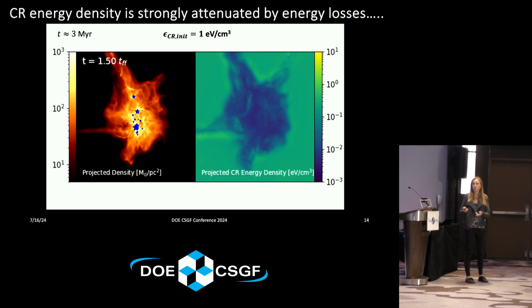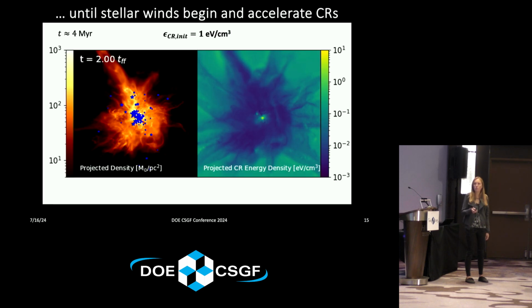So for most of the cloud evolution, you can see that the cosmic ray energy density in the cloud is very low. But then at around 4 million years, this is when we start to get some of those very powerful stellar feedback mechanisms like the stellar winds. And these end up accelerating cosmic rays, so adding a lot of cosmic ray energy to the simulation. So you probably saw these bright points in the cosmic ray energy density. And so yeah, those are the two key points: we lose a lot of cosmic ray energy for the first part of the simulation, and then suddenly have these acceleration sources that add a bunch of cosmic ray energy.